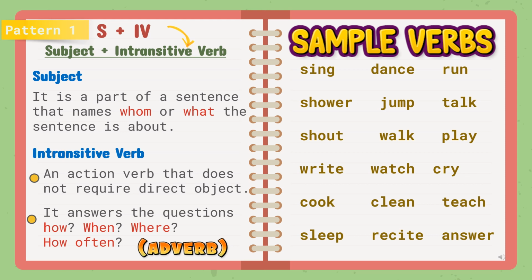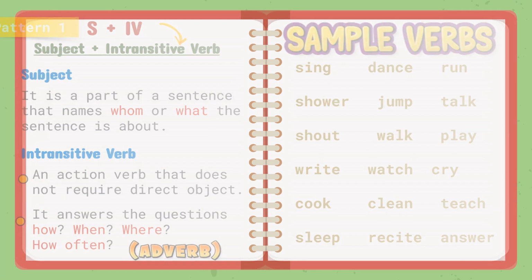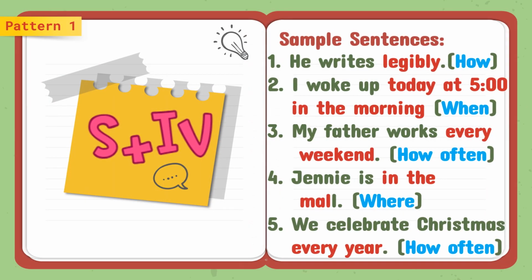To review verbs, these are action words such as the given examples below. Here are examples of SIV pattern. 1. He writes legibly. 2. I woke up today at 5 o'clock in the morning. 3. My father works every weekend. 4. Jenny is in the mall. 5. We celebrate Christmas every year. All verbs do not have a direct object. All the verbs are followed by an adverb.